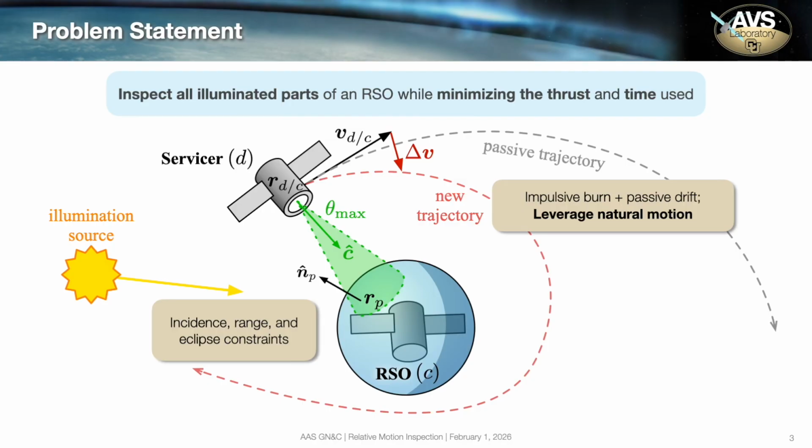Our inspection is limited by the incidence angle of our illumination source, the sun, whether we're in eclipse, and our range and incidence angle relative to the RSO. Finally, we assume that our RSO is nadir pointing and in some arbitrary eccentric low Earth orbit.